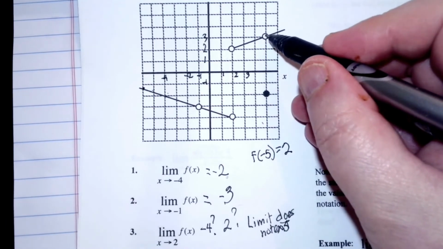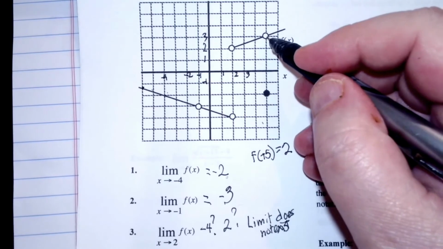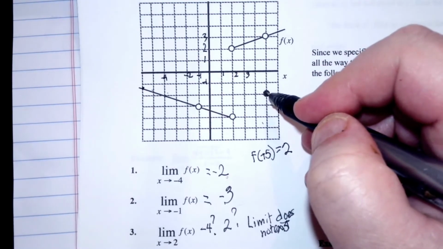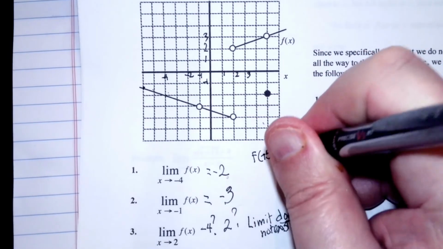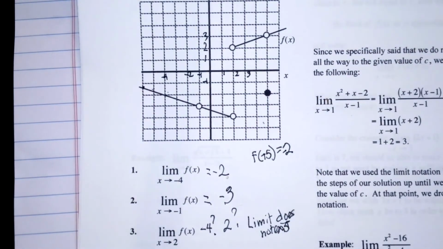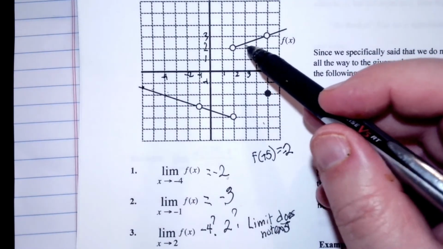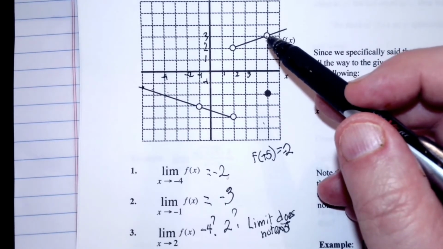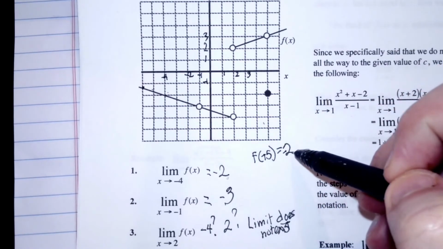When the x-coordinate, I'm sorry, that should be positive 5. When the x-coordinate is positive 5, the y-coordinate is negative 2. So f of positive 5 is negative 2. I think I've got it right finally this time. Sorry about that. If we let x take on the value 5, we're not looking at this point, we're looking at this point. f of 5 is negative 2.